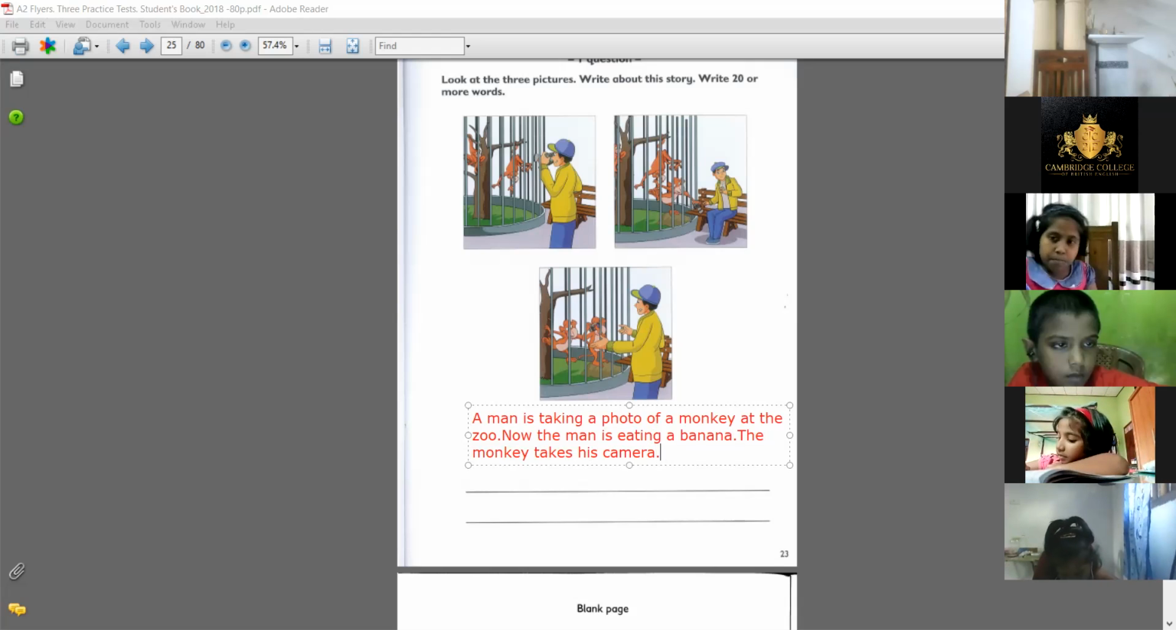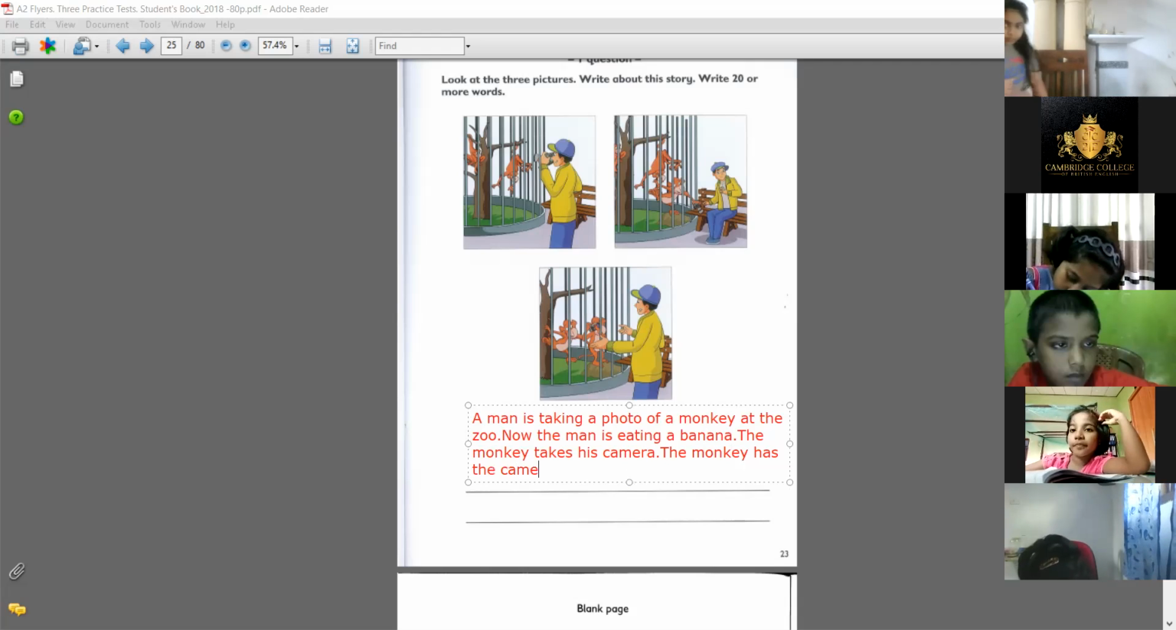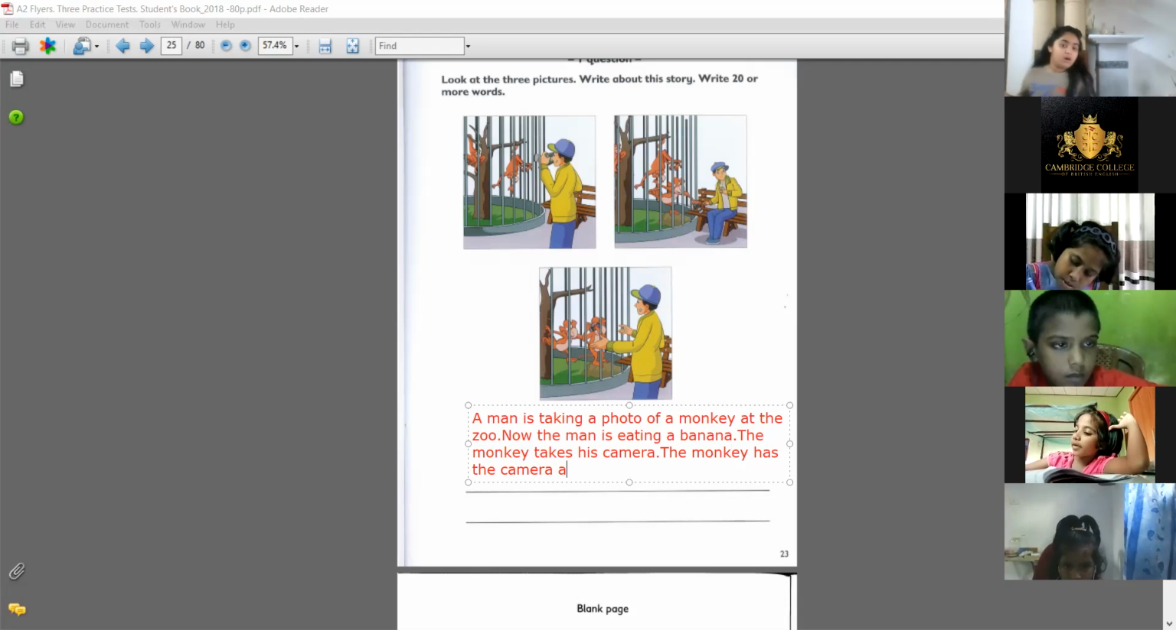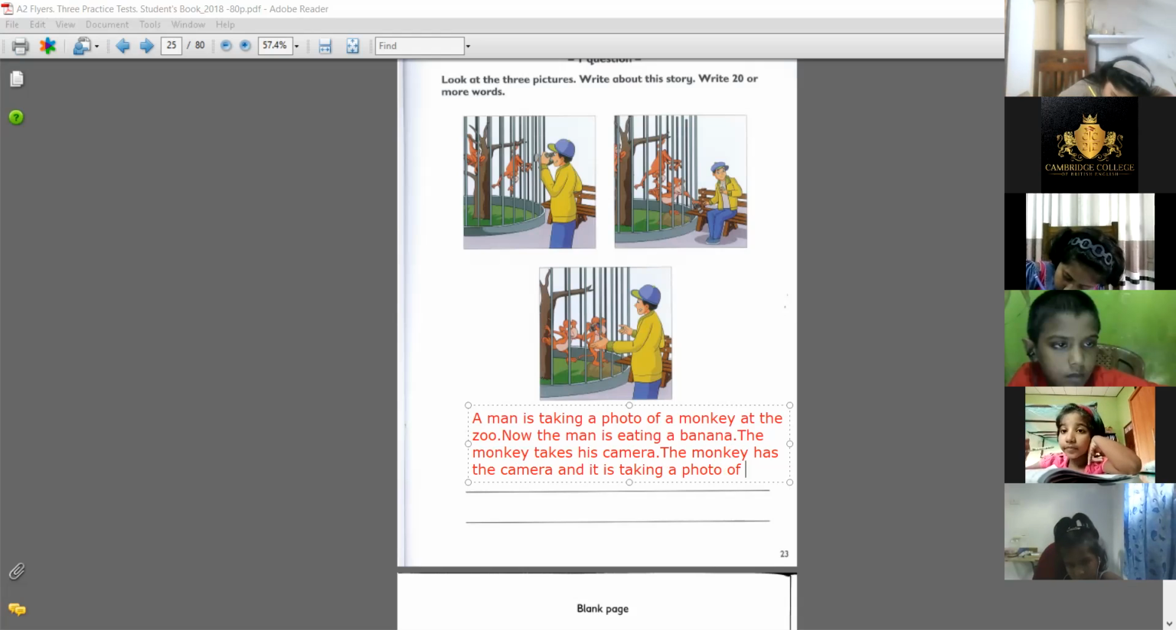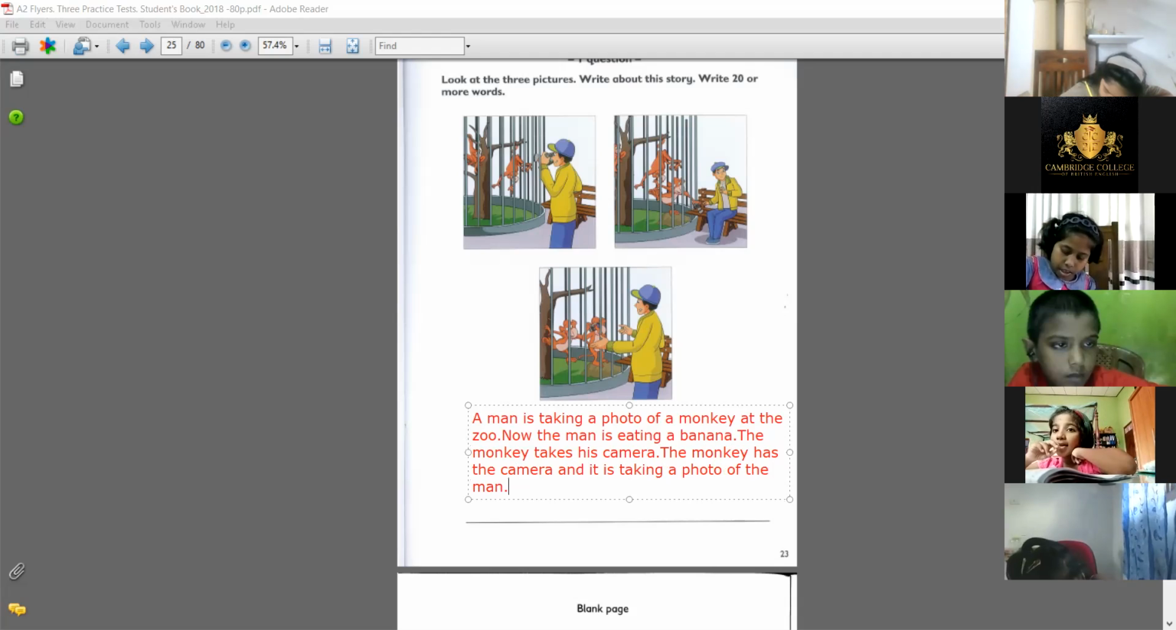The monkey has the camera. දැන් monkey ගාව තමයි camera එක තියෙන්නේ. The monkey has the camera and it is taking a photo of the man. A man is taking a photo of a monkey at the zoo.